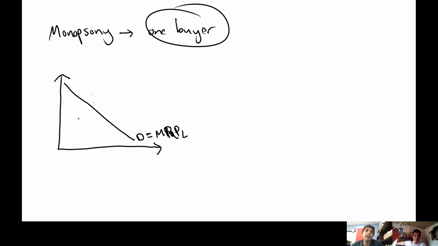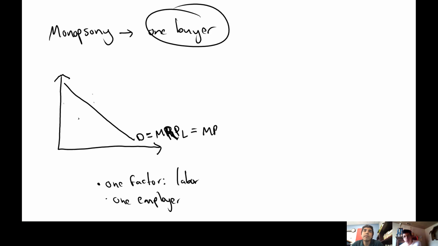The assumption that we're going to make about this monopsonist is that there's only going to be one factor, and that factor is going to be labor, right? And of course, the other big assumption is that there's going to be one employer in whatever market this is. So our demand curve is going to be the marginal revenue product of labor, which is the marginal revenue times the marginal product of labor, right? Because we don't care about just how much the additional unit can produce, we care about how much revenue we get from that, right?